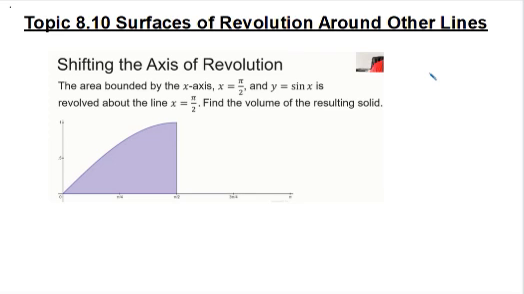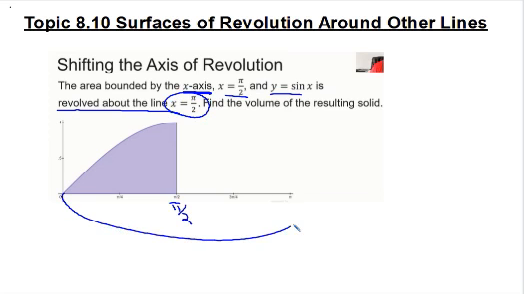We have an area bounded by the x-axis, x equals pi halves, and y equals sine of x. But this time it is revolved around pi halves, which is right here. So this shaded area is being rotated this way.